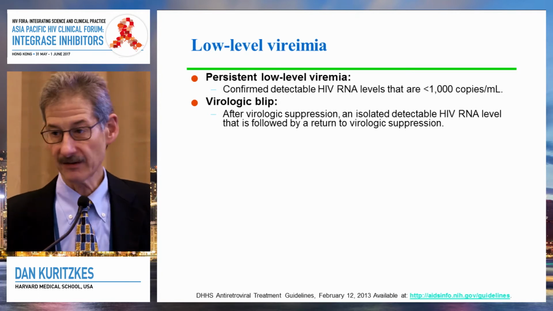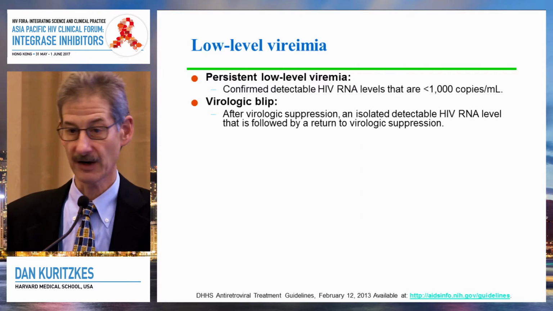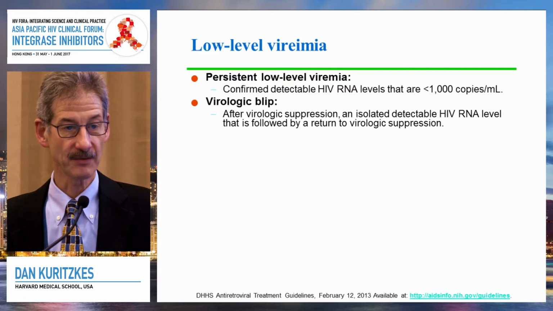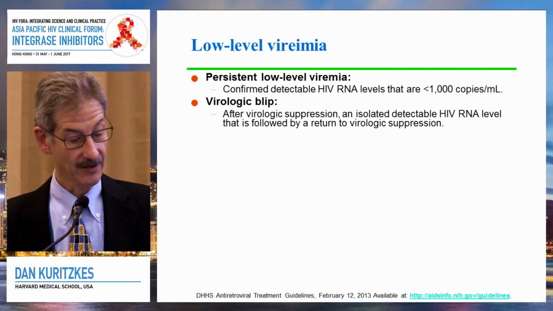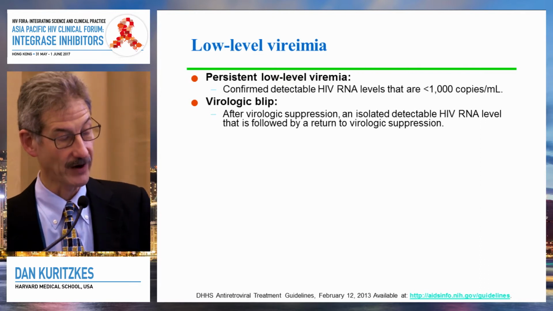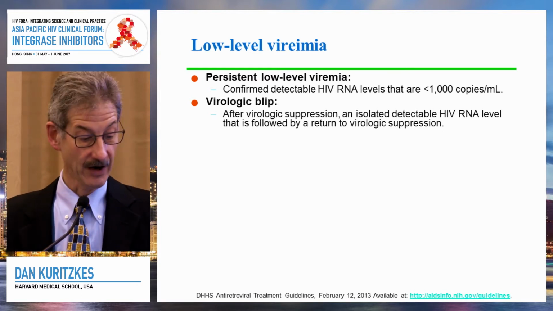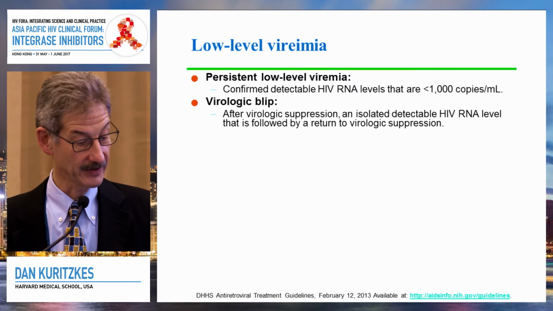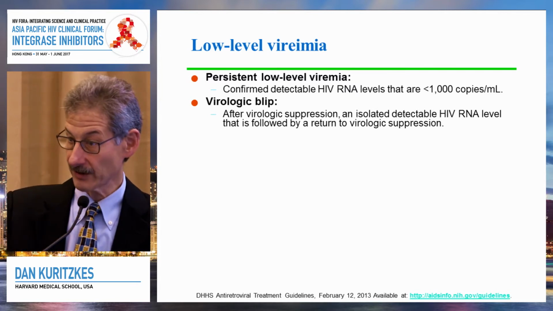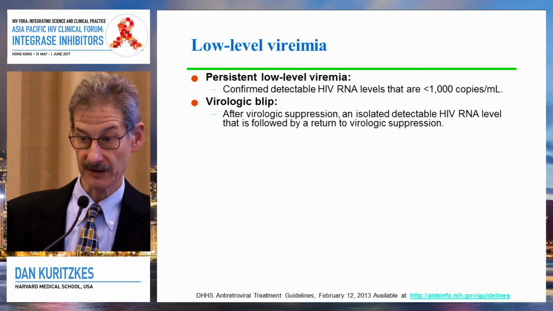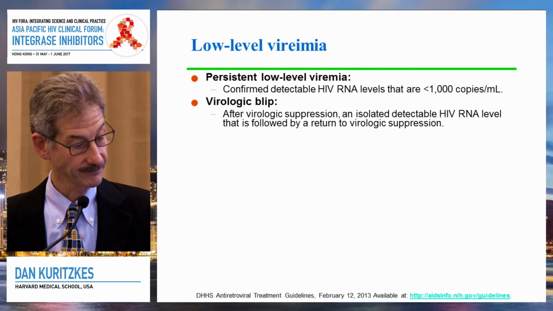With these very sensitive assays, many patients who were previously undetectable when the assays had a limit of detection of 50 copies or 400 copies now have some detectable virus. And so persistent low-level viremia has been defined as confirmed detectable virus loads that are under 1,000 copies. And a blip is somebody who, after virologic suppression, has a single measurement that is detectable, but then drops down to being undetectable again on the next measurement.